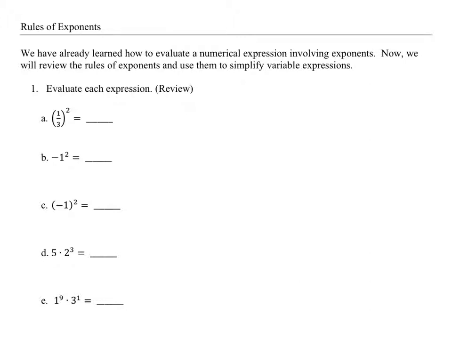So 1/3 squared will be 1/3 times 1/3. When we multiply fractions, we multiply the denominators and the numerators together. The denominator, 3 times 3, is 9. The numerator, 1 times 1, is 1. So my result is 1/9.